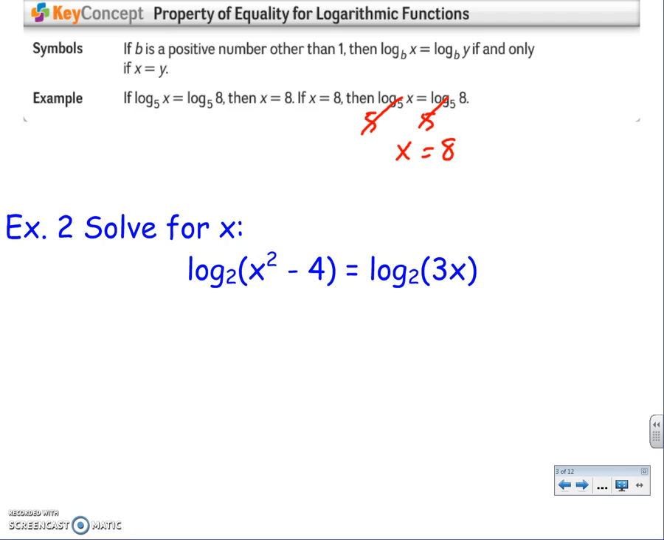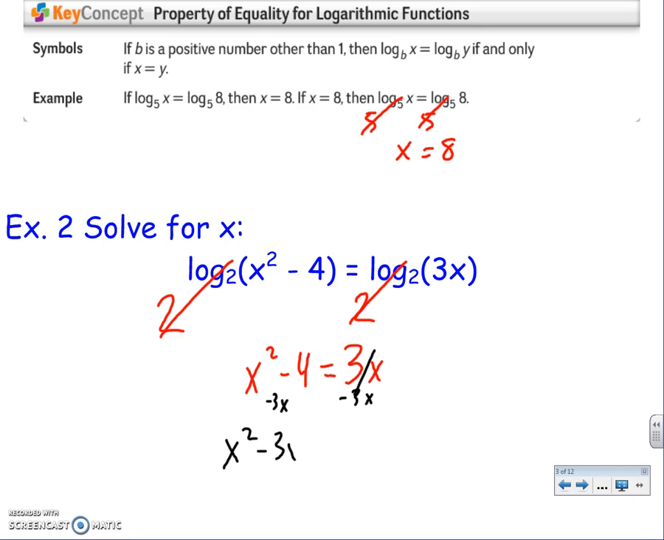Solve for x. Well, both sides have log base 2. I'm trying to get rid of the word log, so I'm going to exponentiate both sides by 2. Remember, these cancel out. All I have left is what's left over. I have x squared minus 4 equals 3x. Now, if we see a quadratic, the quadratic term is not going to disappear. That means we can do quadratic formula. That requires standard form. So I'm going to subtract 3x from both sides, so I have x squared minus 3x minus 4 equals 0.